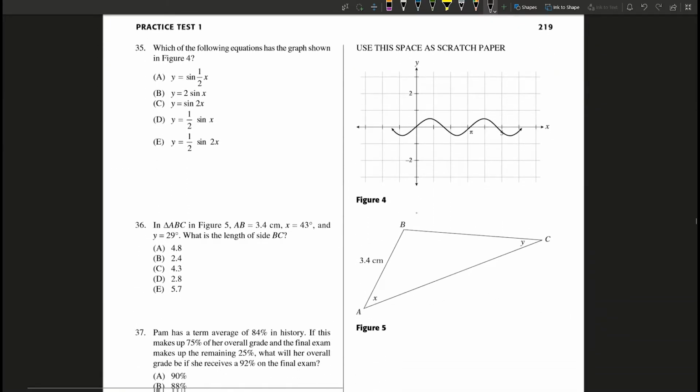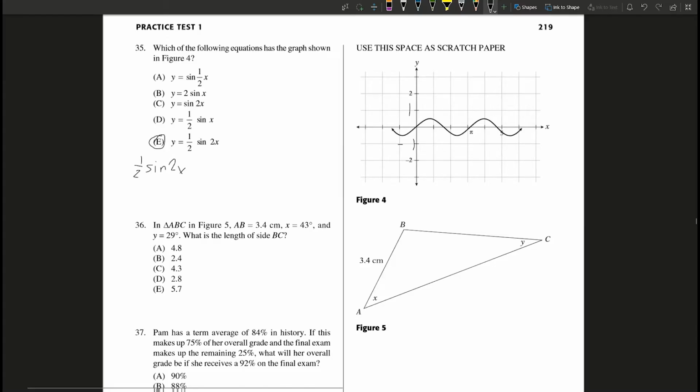Okay, so number 35 asks, which of the following equations has the graph shown in figure 4? So the amplitude of this graph is 1/2 because this is 1, this is -1, and its peak is 1/2 and its trough, I'm not sure how you say that word, but that's also 1/2. So its amplitude is 1/2 and its period is pi. So then we would know that the equation is half sine 2x, and that is our answer here.